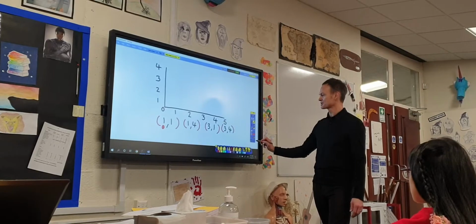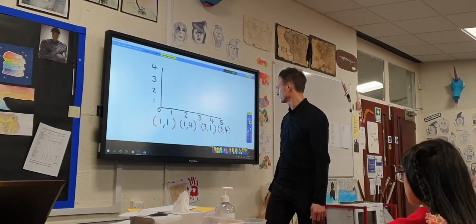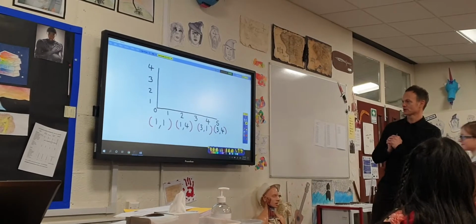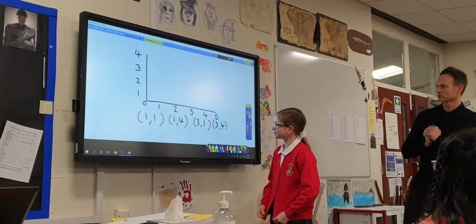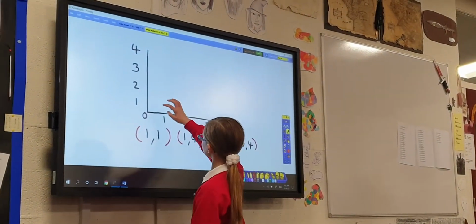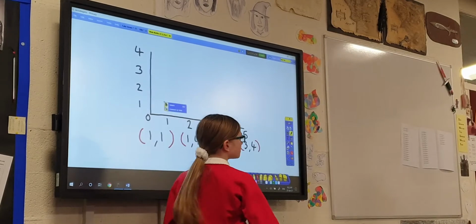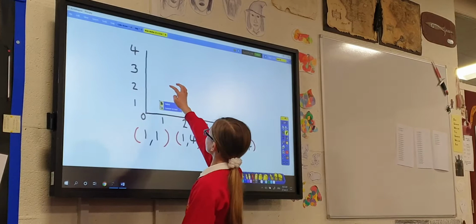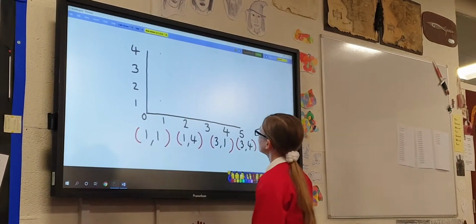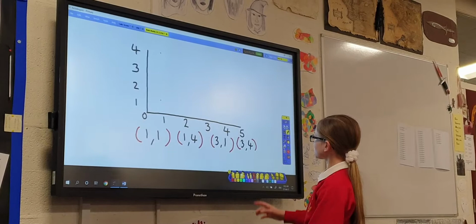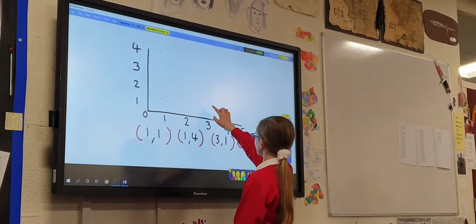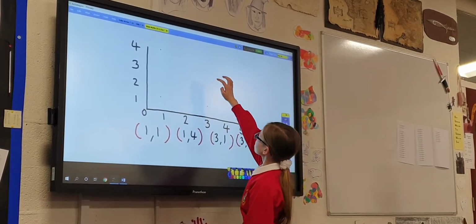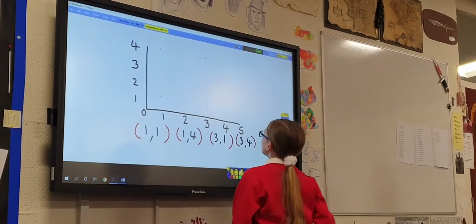Lily May, would you be so kind as to join us at the front, please? Let's see what she can do. Right, Lily May, we've got a basic coordinate grid. First coordinate to plot is 1, 1. Perfect. Second coordinate to plot is 1, 4. Perfect. Next one is 3, 1. Oh, she's good. And then your last one is 3, 4. Excellent. Have a seat, Lily May.